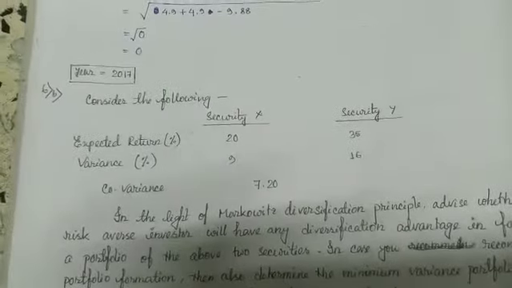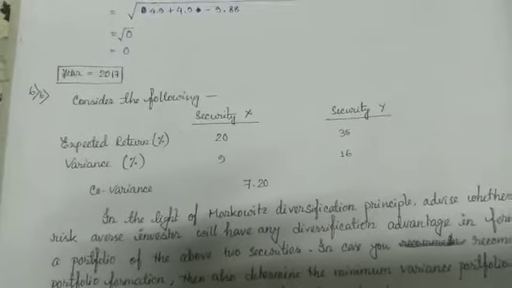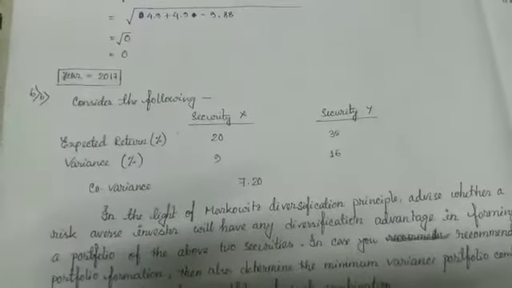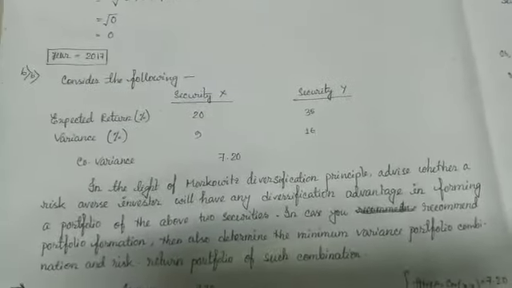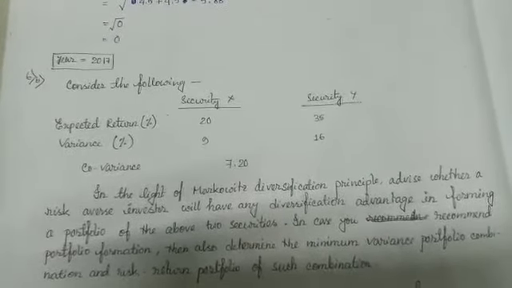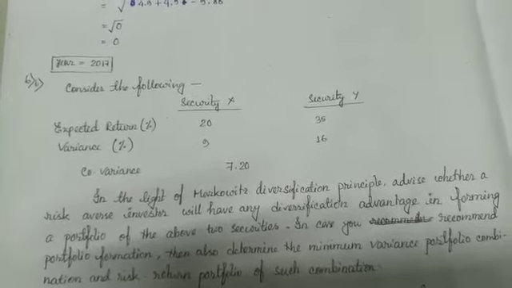Now the second problem that we discussed today appeared in the year 2017. The question number is 6b, and the question is: consider the following, security X and security Y.